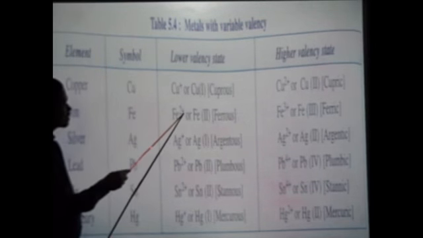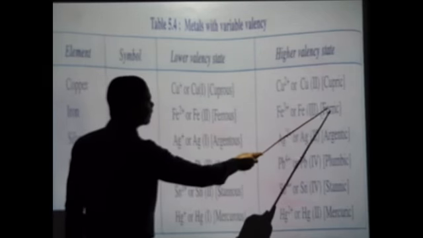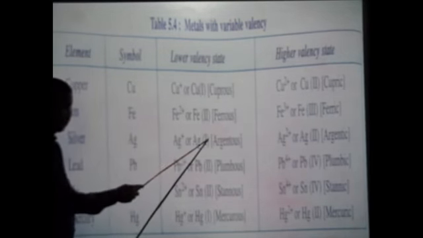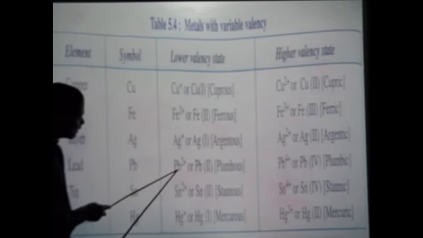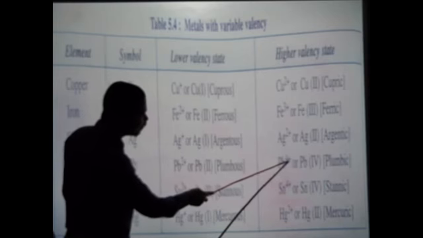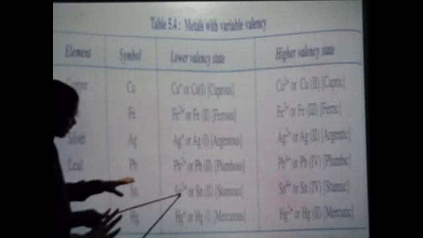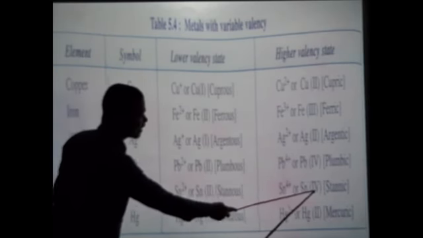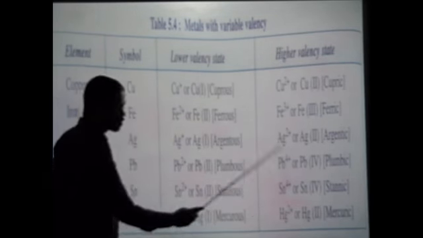Then Fe2+ is ferrous and Fe3+ is ferric, the higher valency, here 3. Ag+ is silver(I), argentous, and the higher is argentic. Then plumbous, Pb2+, and plumbic, Pb4+. There is no 3 for lead. Then Sn2+, stannous, and Sn4+, stannic. Then mercurous with valency 1, and mercuric with valency 2.